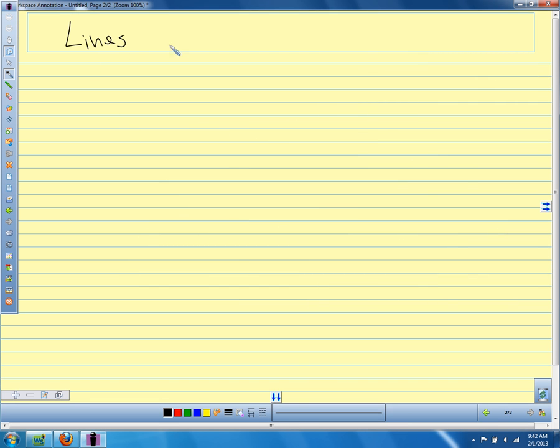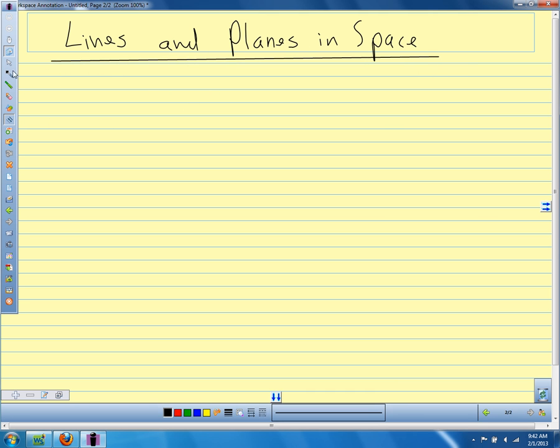Next thing we're going to talk about is lines and planes in space. So far we've talked about points and lines and angles and all different kinds of things in the plane. So now we want to talk about these things in 3D. First thing that we're going to look at is parallel planes.